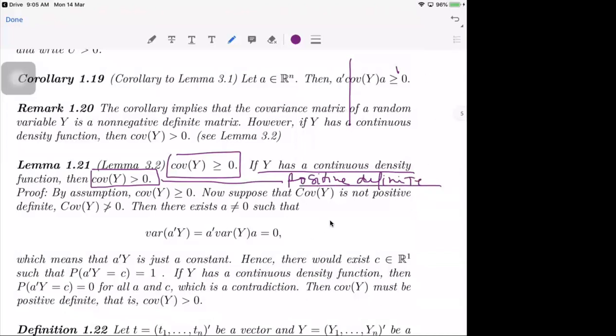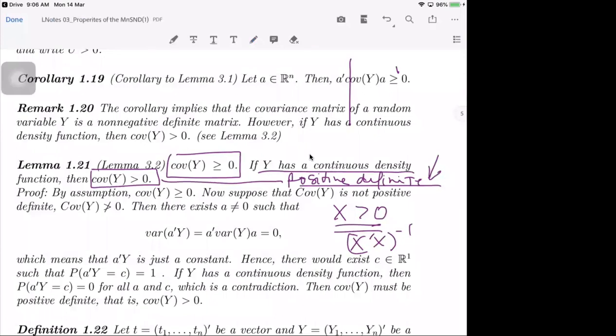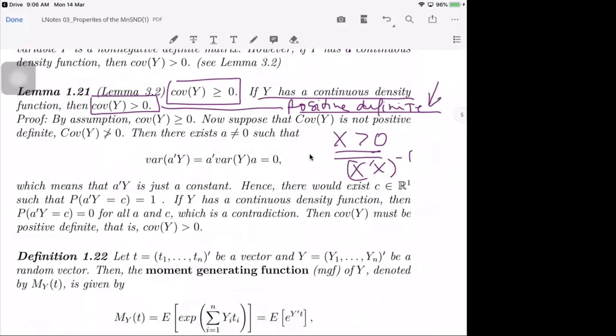How important is it to be positive definite? Okay, we denote a positive definite matrix in this symbol. Why do we want positive definite? Anybody? It is invertible, ma'am. Okay, a positive definite matrix is invertible, so the inverse will exist. We want that because we usually want X prime X inverse to exist in the computation of our estimate later in the linear model.